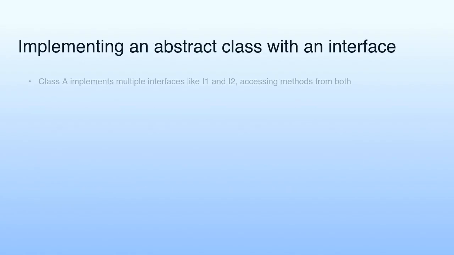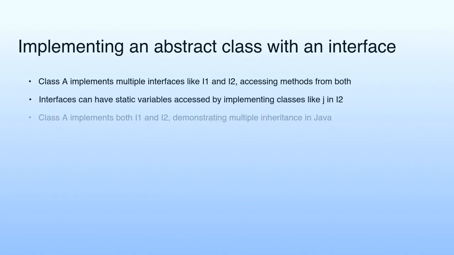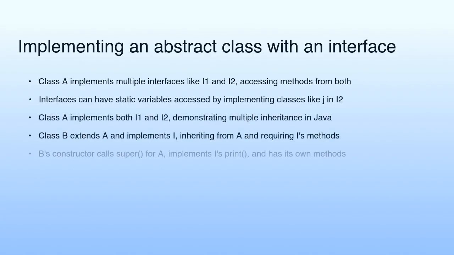Class A implements multiple interfaces like I1 and I2, gaining access to methods from both. Interfaces can have static variables, like I and J, which are accessible to implementing classes. Class A implements both I1 and I2, demonstrating multiple inheritance in Java. Class B extends A and implements an interface, inheriting from A, and requiring the implementation of its methods. B's constructor calls super for A, implements the print method, and has its own additional methods.